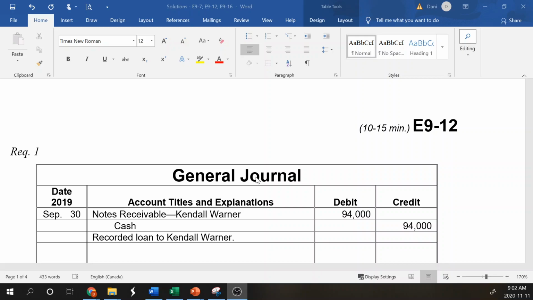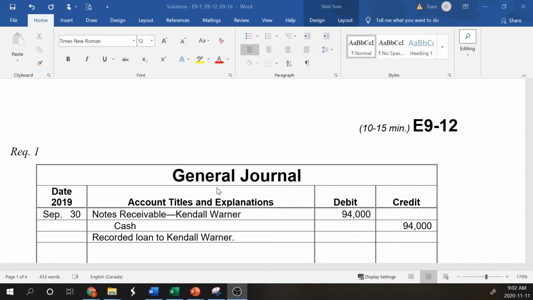Okay, next we have the accrual of interest on December 31st. Now, how many months do we need to record for interest here? Because remember, we can't just times by that 6%. That's the annual rate. So we need to prorate for time. And from September 30th to December 31st, we've got October, November, and December. So 3 months of interest.